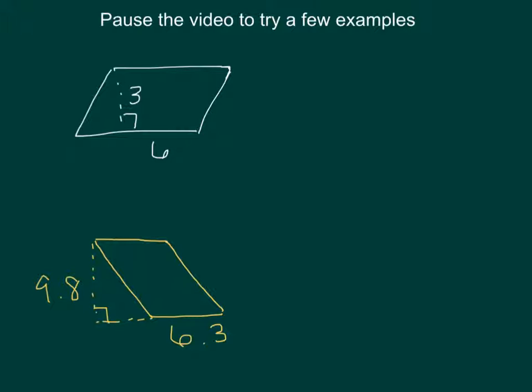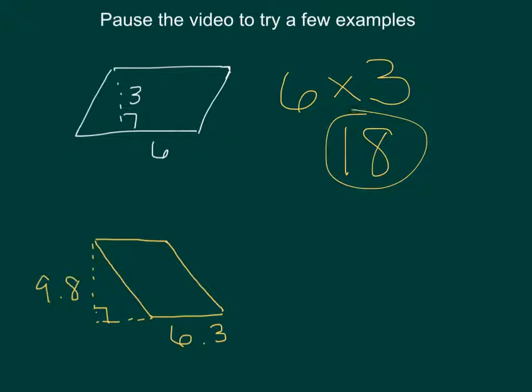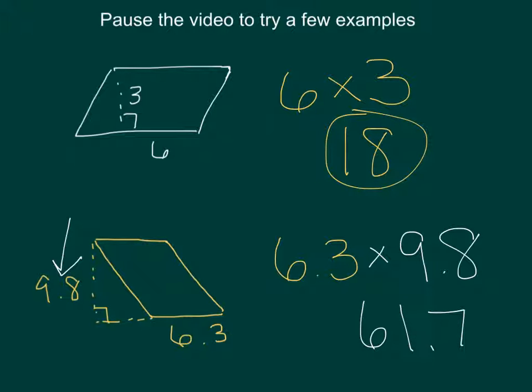So for the first example, you want to do base times height. So you're going to take 6 times 3. So this would be 18. For the second example, you're going to still do the base times the height. Your base is going to be 6.3, and your height is actually shown over here using that right angle again to identify that that is a right angle, and instead of doing it on the inside of the shape, it did it on the outside. It's still equal. So you would multiply that by 9.8. So if you do 6.3 times 9.8, you get 61.74.